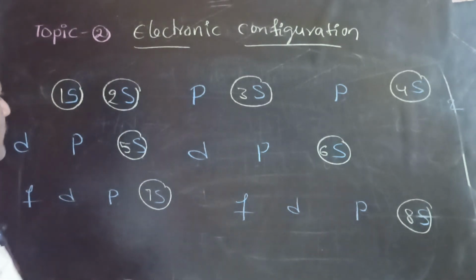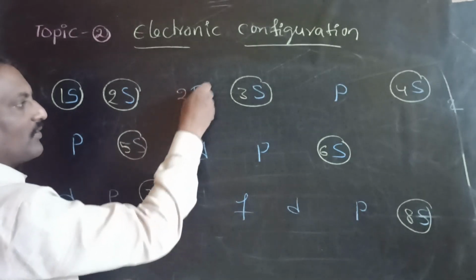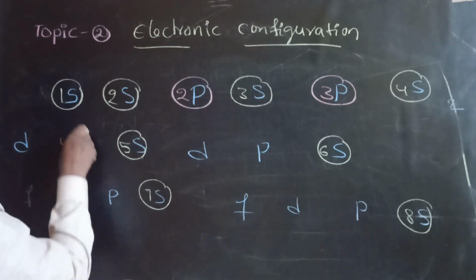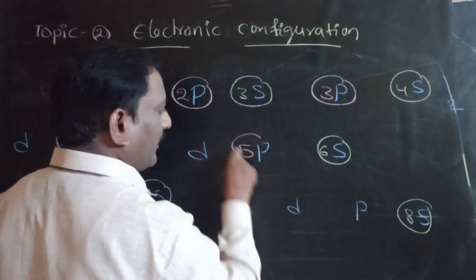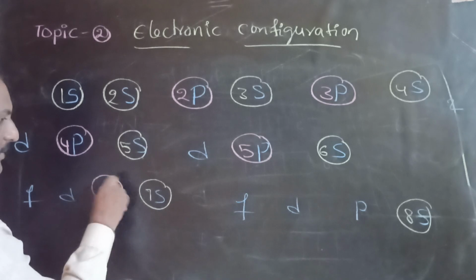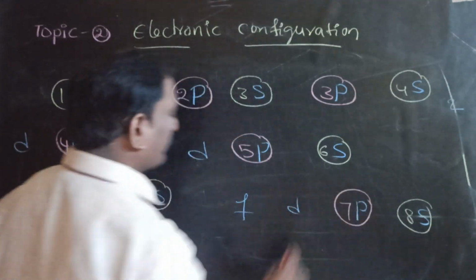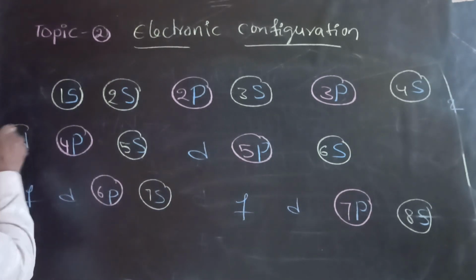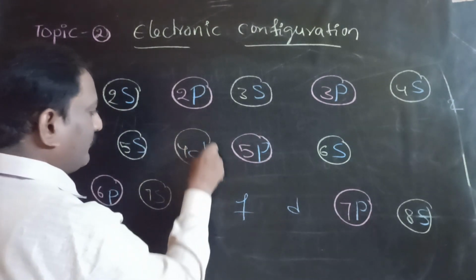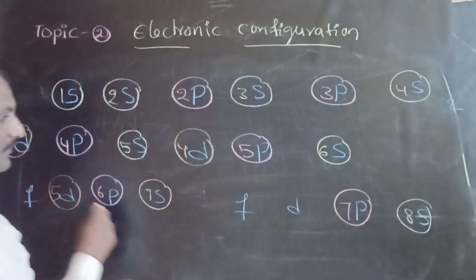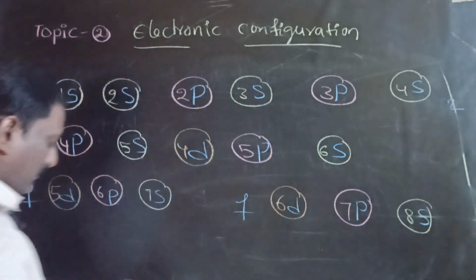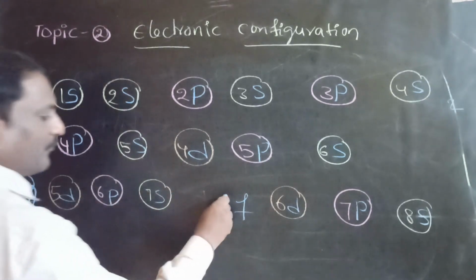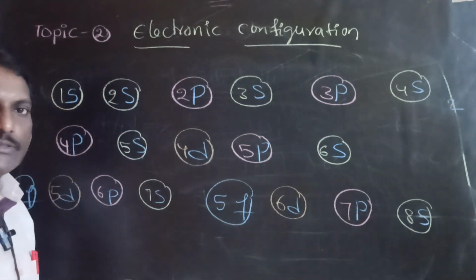Next one, p starts with the second shell onwards: 2p, 3p, 4p, 5p, 6p, 7p. d starts with the third shell onwards: 3d, 4d, 5d, 6d. f starts with the fourth shell onwards: 4f, 5f. So please remember this pattern.